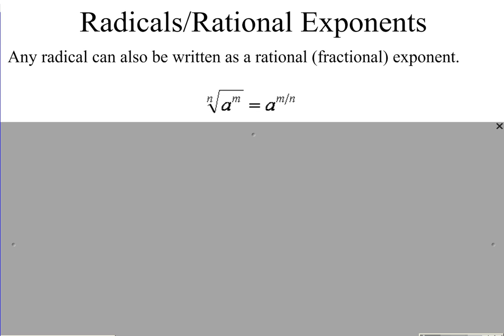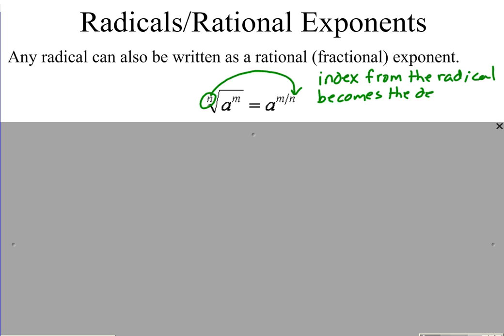The way that we do that, if I have the nth root of a to the m power, whatever the index is becomes the denominator on our fractional exponent. And that will happen every single time. The index from the radical becomes the denominator of the fractional exponent.